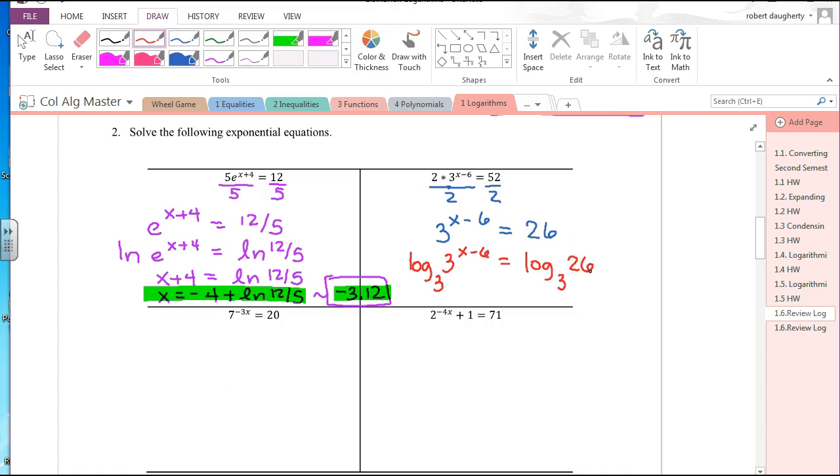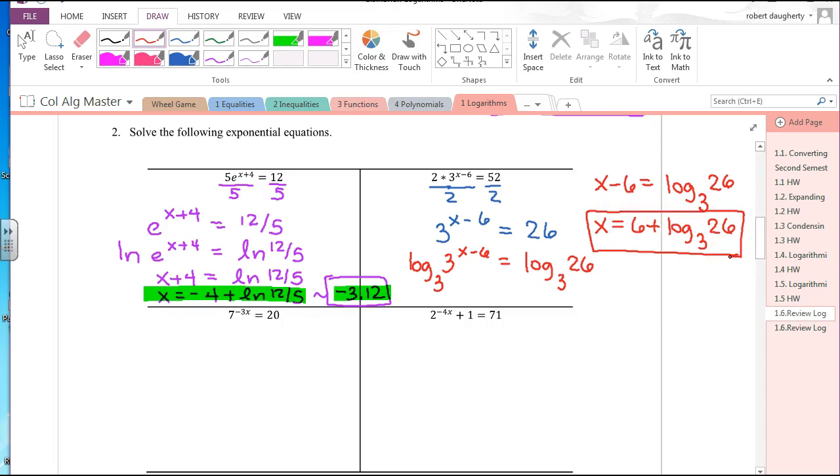of 26. The reason I take the log base 3 is because the log base 3 of 3 to the x minus 6 is just x minus 6. So x minus 6 equals the log base 3 of 26. So x equals 6 plus log base 3 of 26. That's the exact answer, and you need to be able to work through that to get to that exact answer.